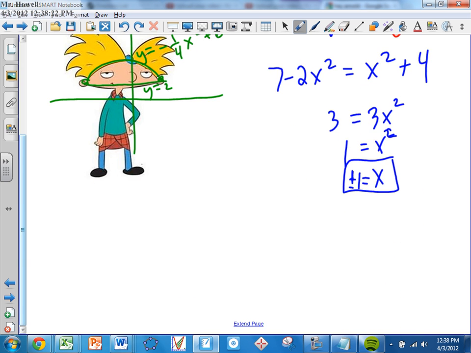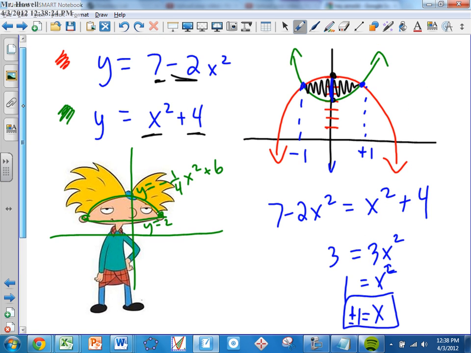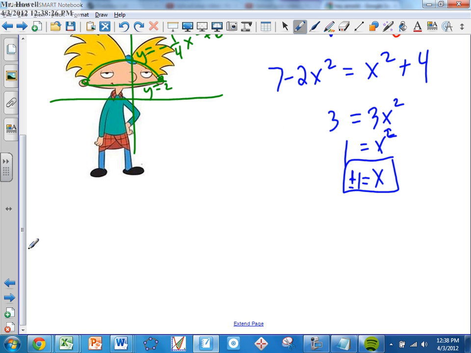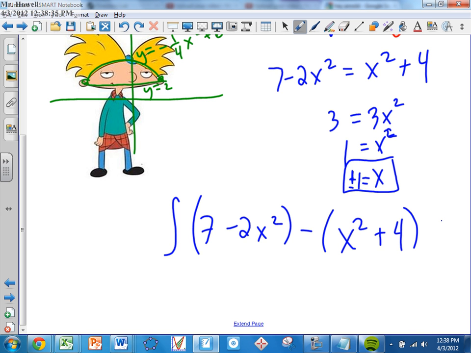Which one was the upper one? Let me look back. 7 minus 2x squared. You guys, stop focusing on him. I know I shouldn't maybe have distracted you there. Regain your focus. Just studying.